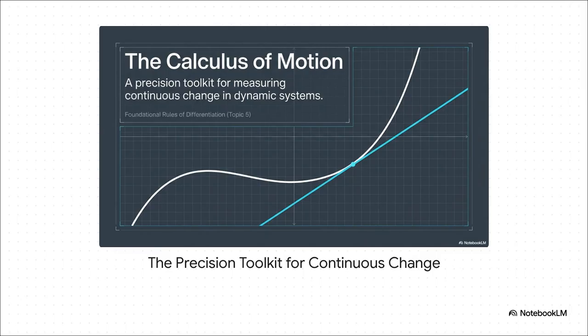Okay, let's dive into this. Differentiation is basically our precision toolkit for analyzing continuous change in these dynamic systems. Imagine a bright blue tangent line, just barely grazing a curved white path. That single line represents the exact trajectory and momentum of our system at one isolated microsecond. Calculus is the tool that lets us calculate the slope of that exact line.